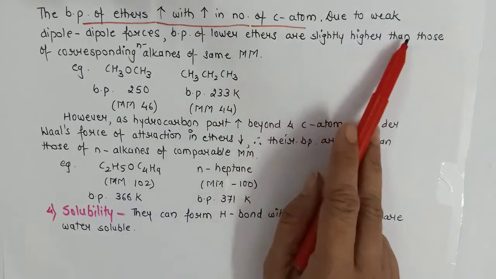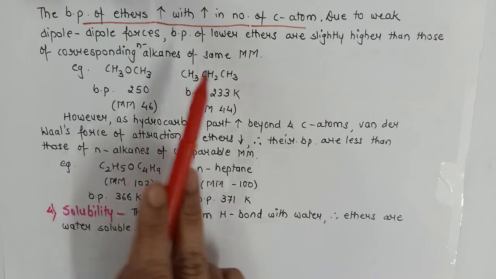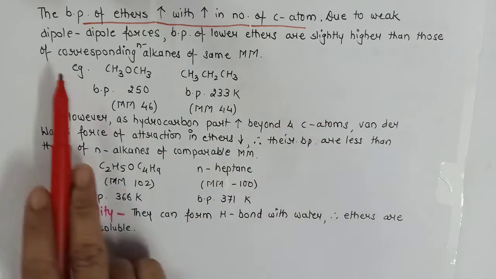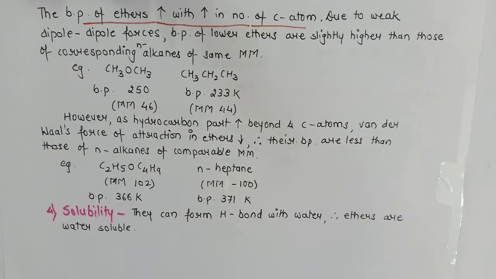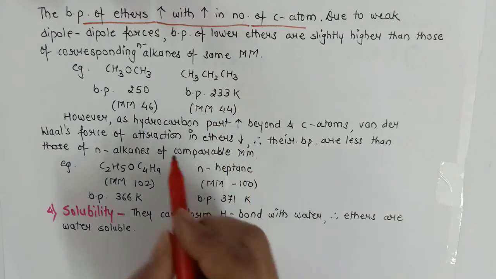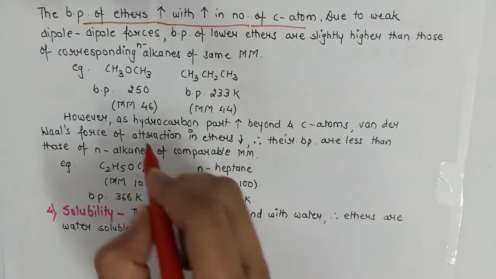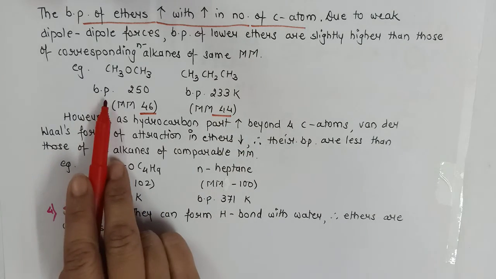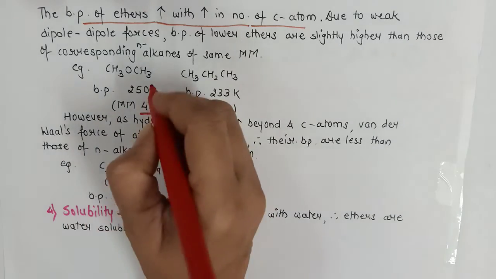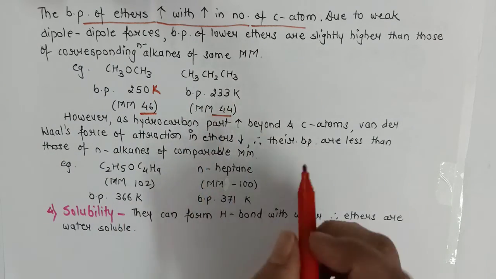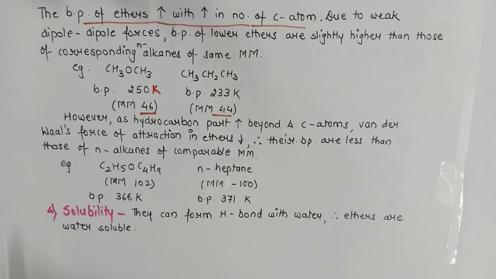Now why? As there is a weak dipole-dipole forces, boiling point of lower ether will be slightly higher than those of corresponding N-alkane. For example, methoxymethane, whose molecular mass is 46, and propane, whose molecular mass is 44. So both are of same molecular mass, but there is a difference. Methoxymethane boiling point is 250 Kelvin, and this boiling point of propane is 233 Kelvin.